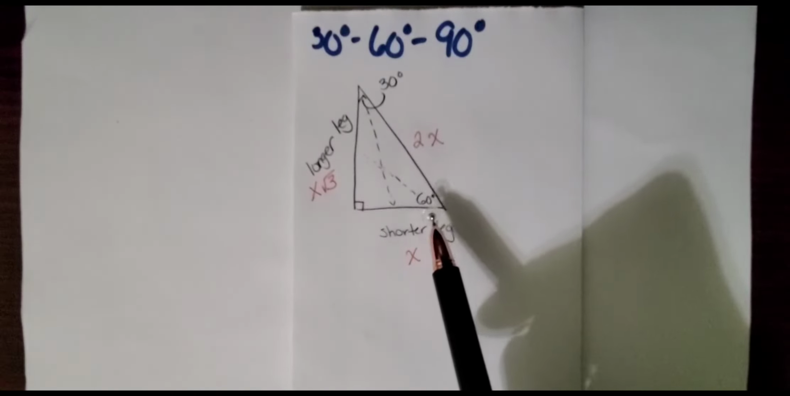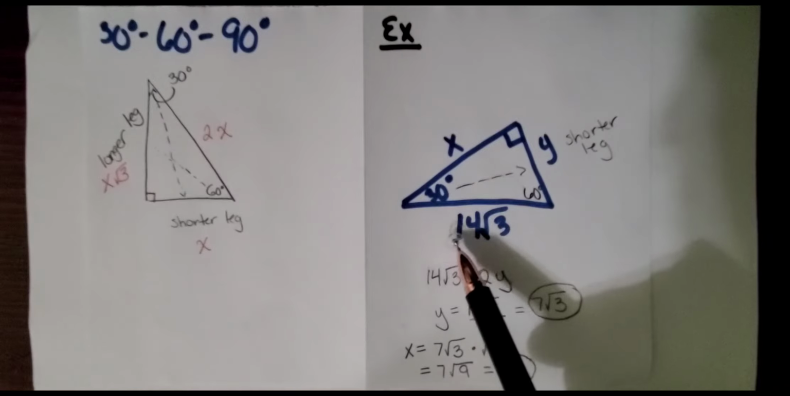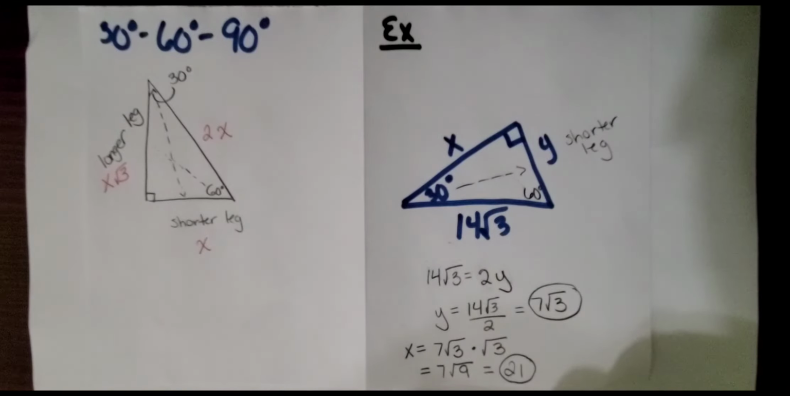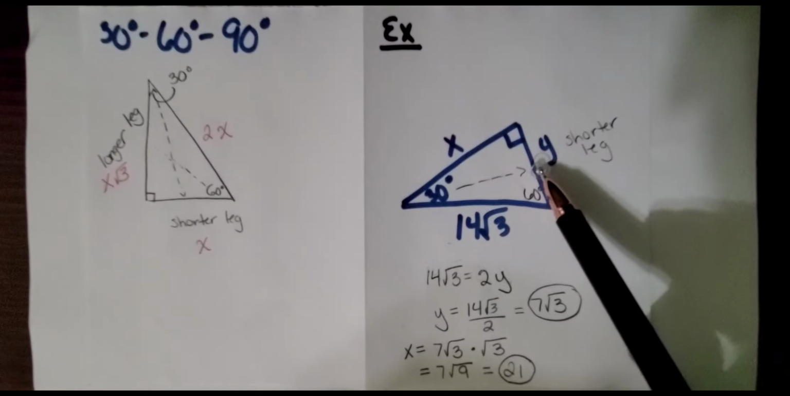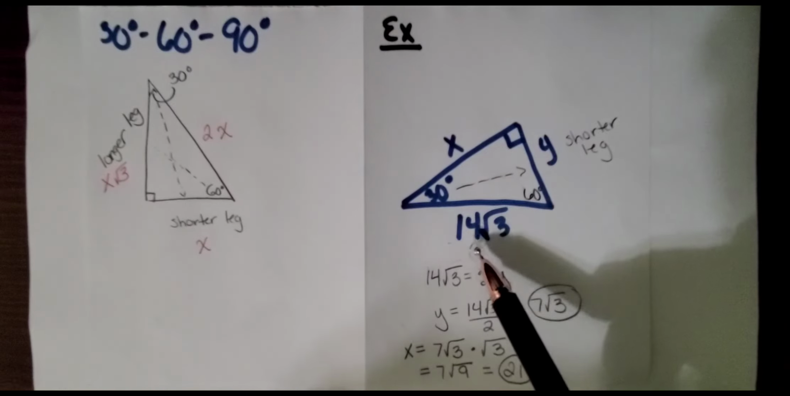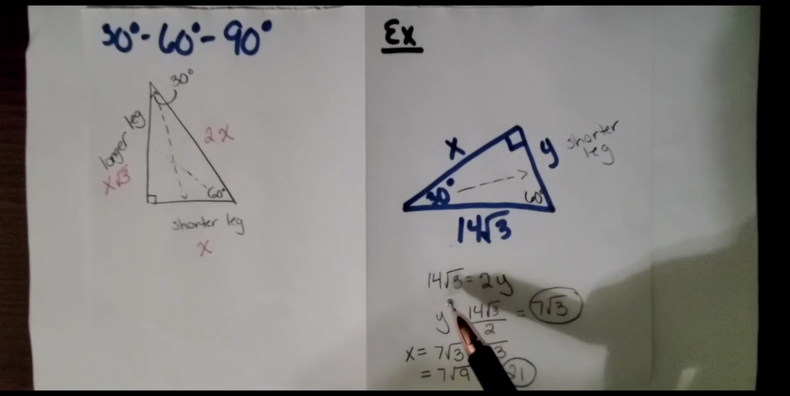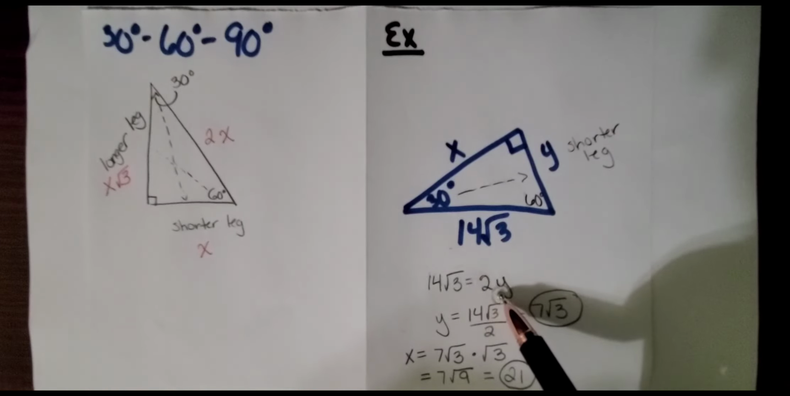Opposite the 30-degree angle is the shorter leg, which is labeled as y. And opposite the 60-degree angle is the longer leg, which is labeled as x. The hypotenuse, opposite the right angle, measures 14 times radical 3. If I wanted to find the value of y, which would be the shorter leg, I know that the hypotenuse is equal to 2 times the shorter leg. So 14 radical 3 is going to be equal to 2 times the shorter leg, which in this case is y.